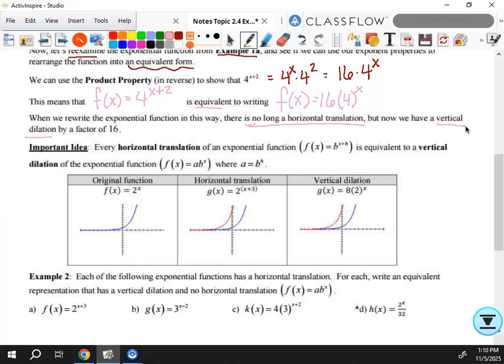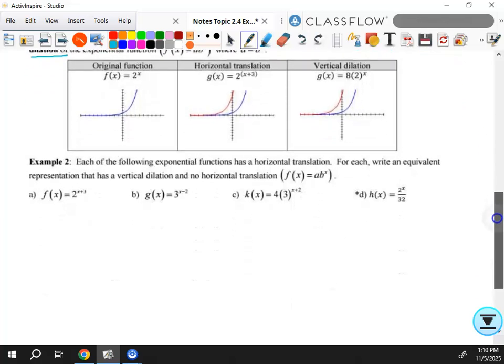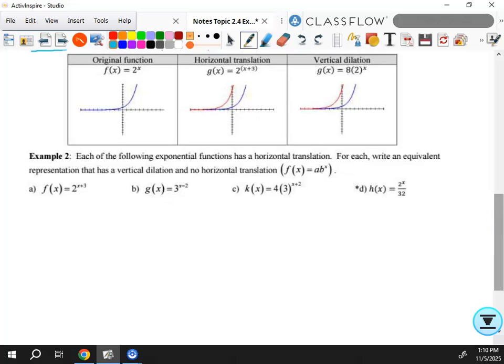So the important idea that we get out of this is that every horizontal translation of an exponential function, so not of every function, but for exponential, is equivalent to a vertical dilation of the exponential function. Okay, every single one of them. Again, not for every single function ever, but for every exponential, just by the nature of their properties. So if we look at what we have here, we have a function that is 2 to the x, and you have this on your paper as well, except yours aren't colored, so you can't really tell which is which on there.